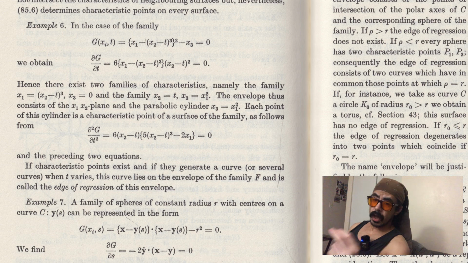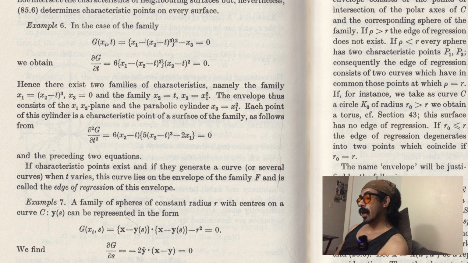Second to last example now, example 6. In the case of the family given by g(ξ, t) = (x₁ − (x₂ − t)³)² − x₃ = 0, we obtain ∂g/∂t = 6 (x₁ − (x₂ − t)³)(x₂ − t)² = 0.